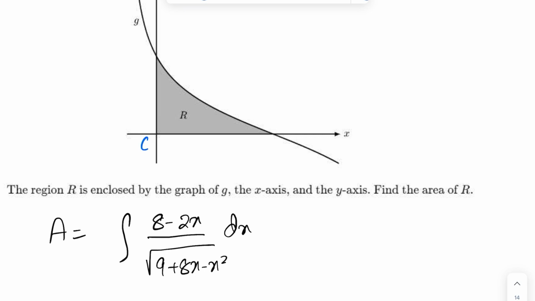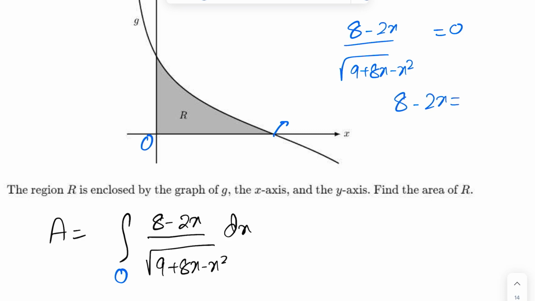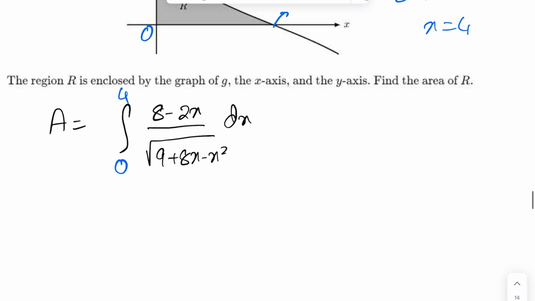What are the limits? It's starting from 0. And what is this other point? Wherever it intersects the x-axis. x-axis means y equals 0. 9 plus 8x minus x square equals 0. 8 minus 2x equals 0. x equals 4. So the upper limit is going to be 4.